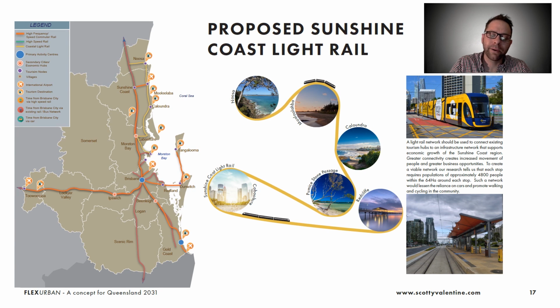What we would also propose is that the Sunshine Coast has a light rail system that connects into the new fast rail, to its airports, and to major tourism spots around the coast. The light rail network should be used to connect tourism hubs to the infrastructure network, allowing for economic growth on the Sunshine Coast.